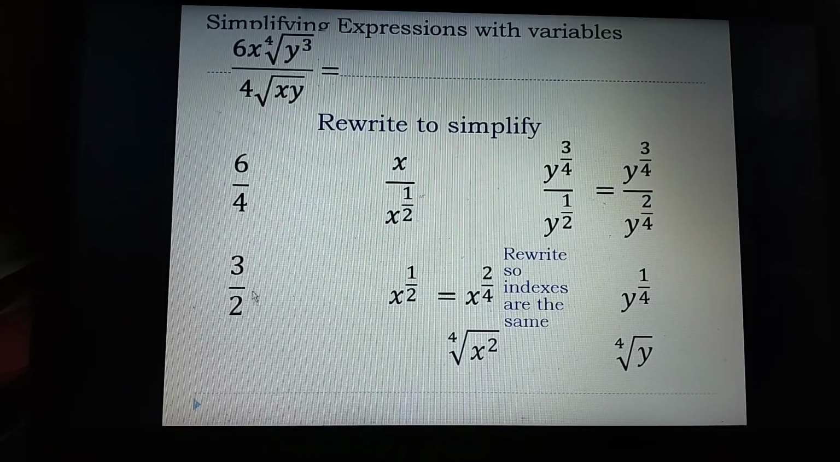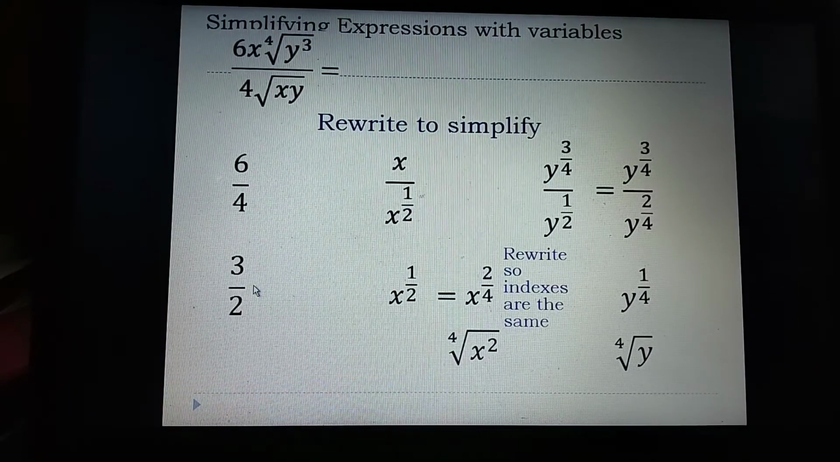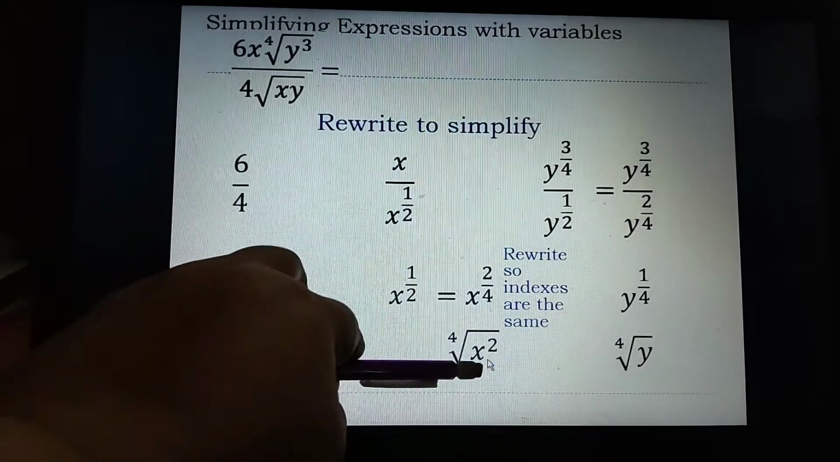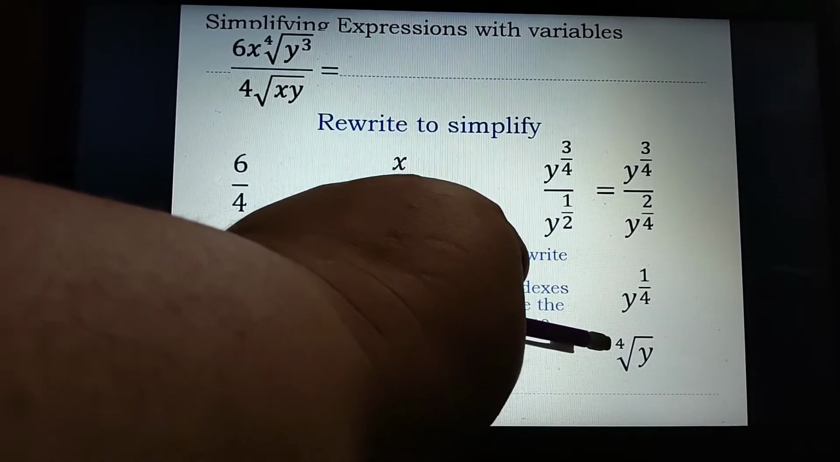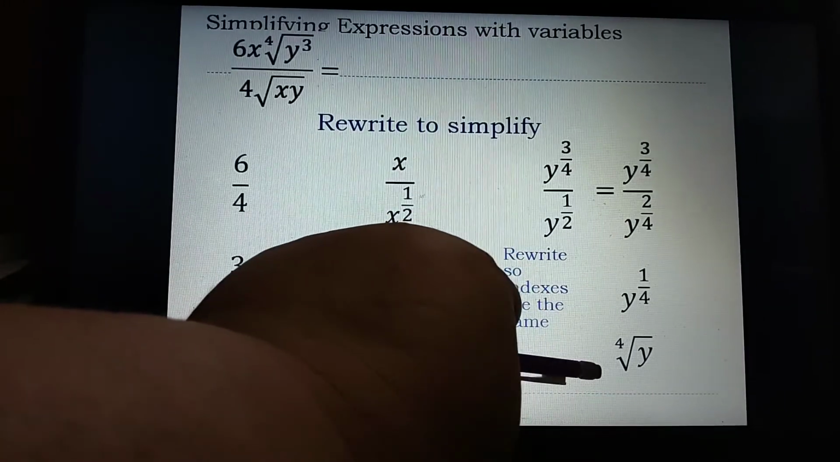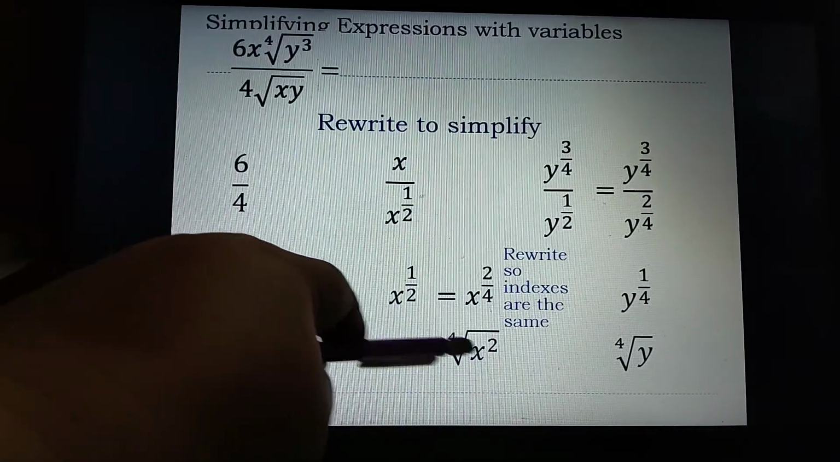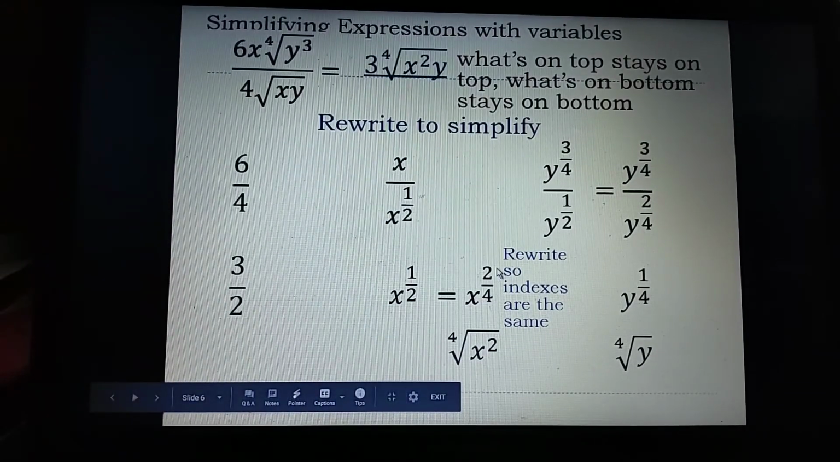Okay, now, when you have this, you have to be careful of what's on top, what's not on top. Things that are on top are going to stay on top, things on the bottom are going to stay on the bottom. So when you do 3/2, you're still going to have 3 over 2 here. Now, the question is the 4th root of x squared on the top or on the bottom? If I had to take this and rewrite it as a fraction, it would be the 4th root of x squared over 1. So that means it's on the top. This would be the 4th root of y over 1. That means this is on the top. So on the top of this fraction, I'm going to have 3 4th root of x squared y. And on the bottom, I'm just going to have the 2. So this is what my answer is going to look like.